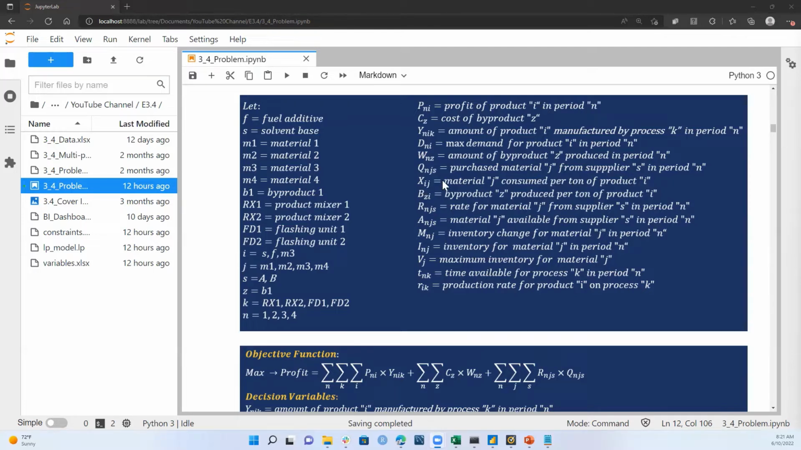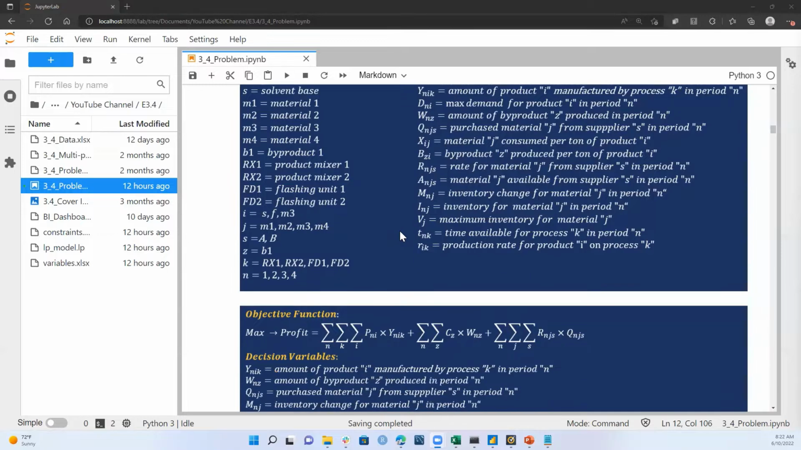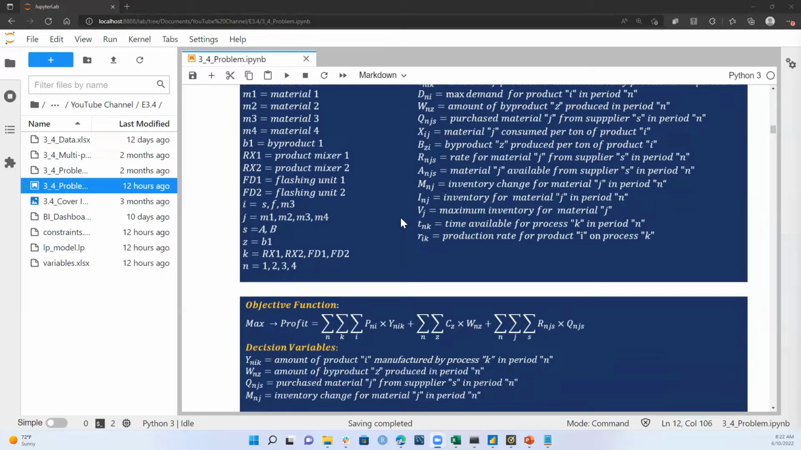X sub Ij is going to represent the material J consumed per ton of product I made, and this is going to be time invariant. B sub Zi is going to represent the byproduct Z produced per ton of product I, and like X sub Ij, B sub Zi is also time invariant. R sub Njs is going to represent the rate for material J from supplier S in period N, and A sub Njs is going to represent material J availability from supplier S in period N.